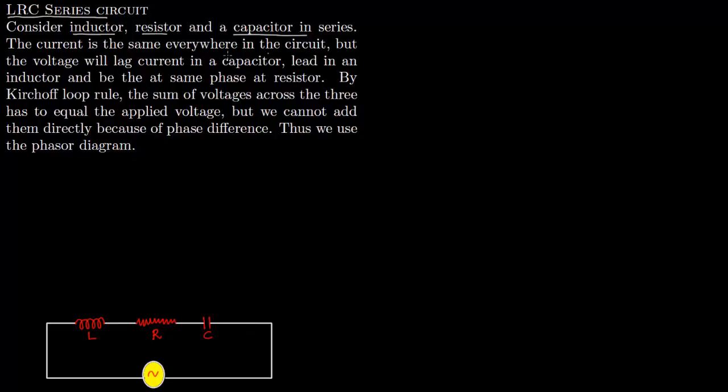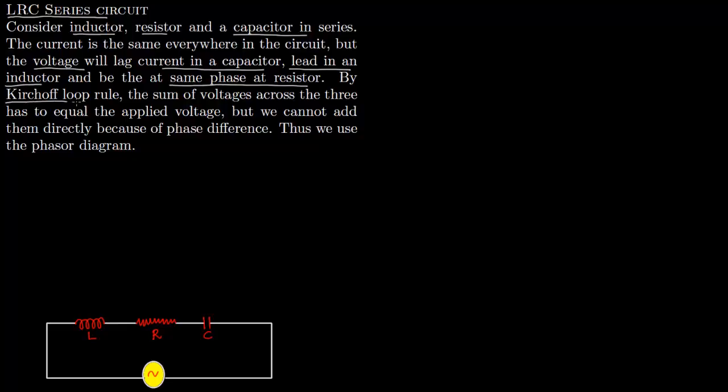But the voltage will lag current in a capacitor, it will lead in an inductor and will be at the same phase in the resistor. So this we have already seen before. So by the Kirchhoff loop rule, the sum of voltages across the three has to equal the applied voltage. But we cannot add them directly because there is a phase difference. So we have to use something called a phasor diagram.